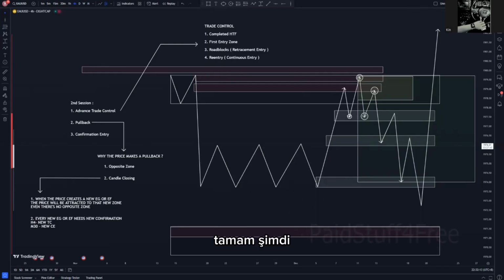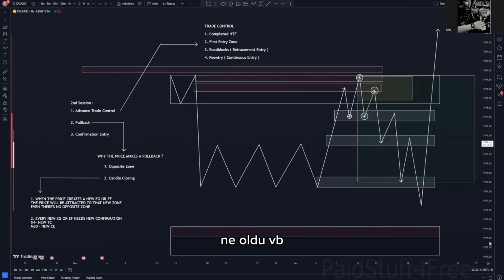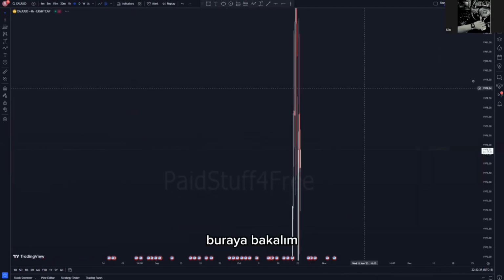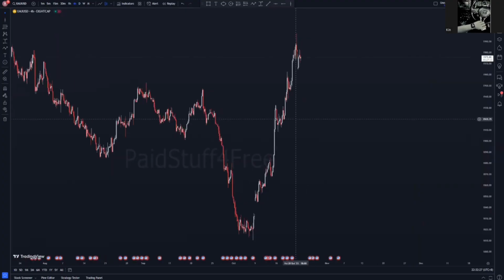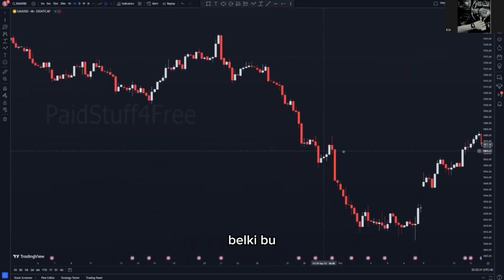Right. So right now, can we go to the chart to look inside the chart what happened and so on? Please, it will be all right, good. No problem. Okay, no problem. So let's look over here. Let's look at the back. Okay, maybe this one.